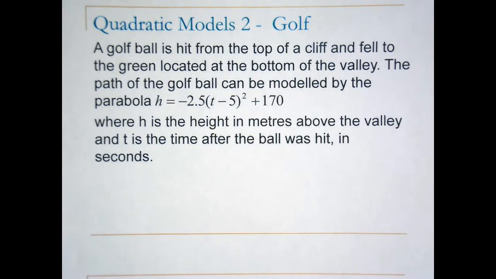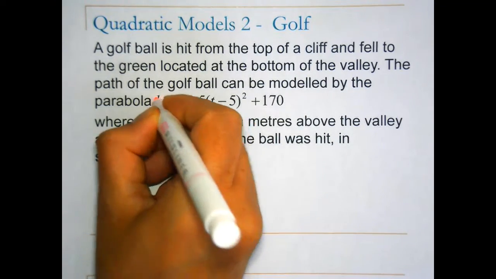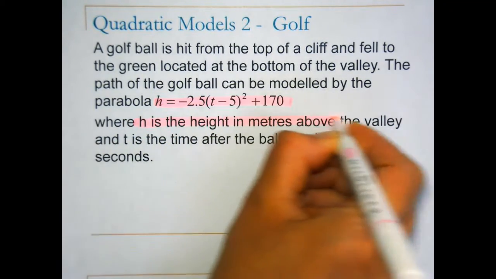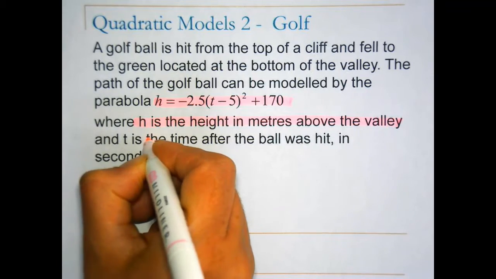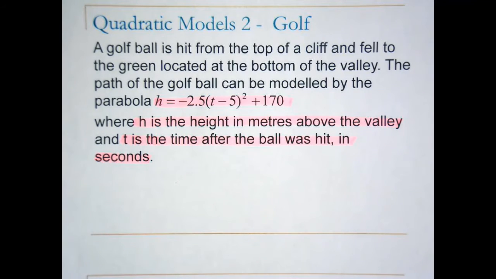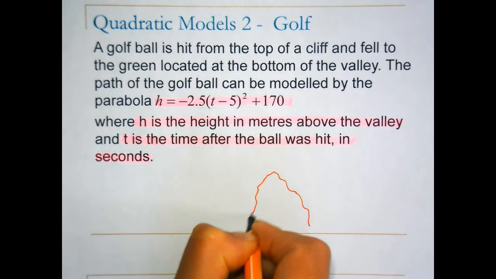A golf ball is hit from the top of a cliff and falls to the green located at the bottom of the valley. The path of the golf ball can be modeled by the parabola h equals negative 2.5 (t minus 5) squared plus 170. So this is the equation. h is the height in meters above the valley, and the time after the ball was hit in seconds is given by t. So again, it doesn't hurt if you do some kind of sketch here just to get an idea of what's happening.